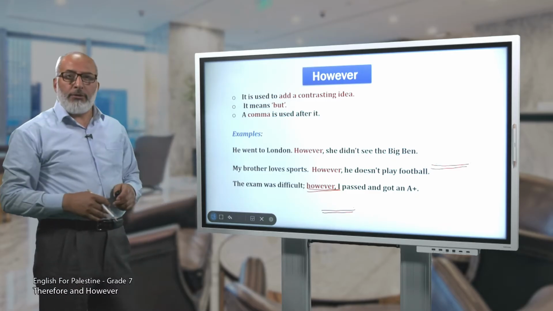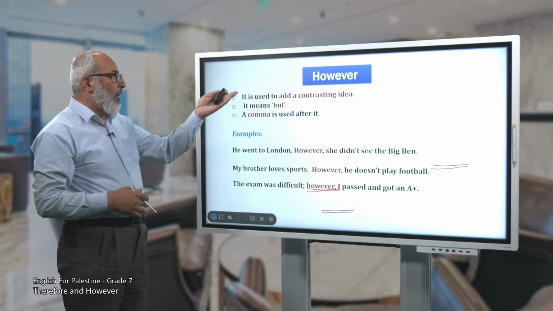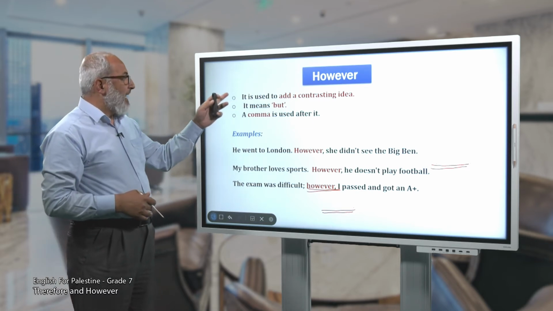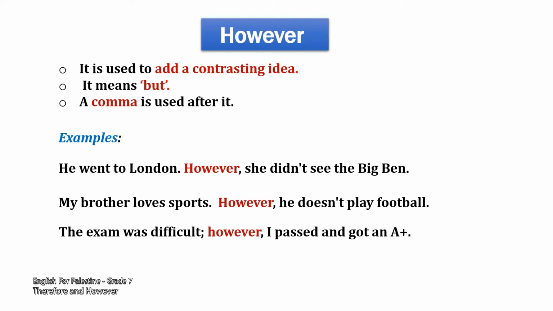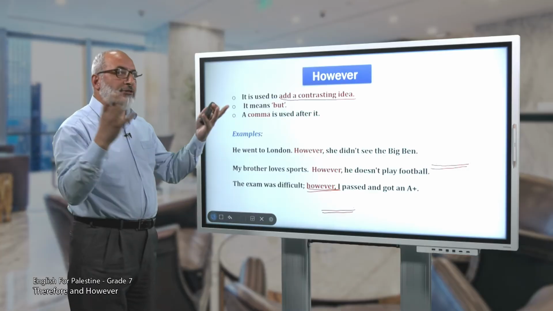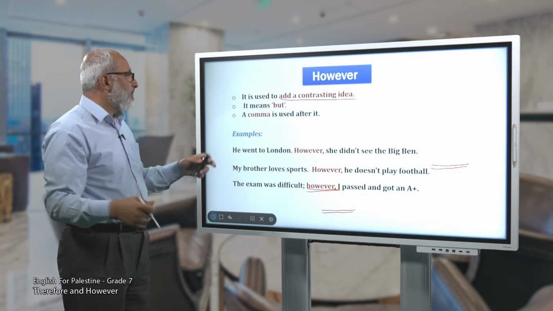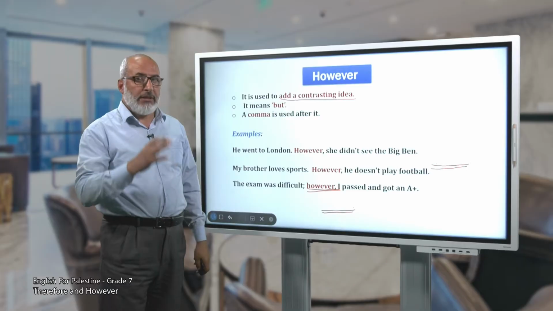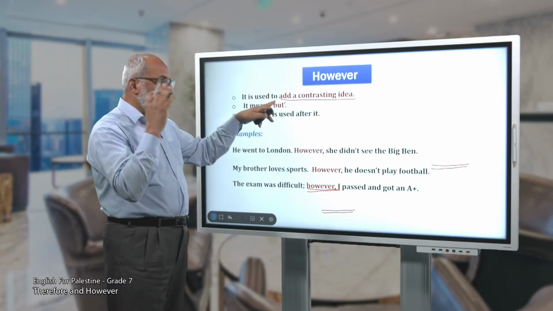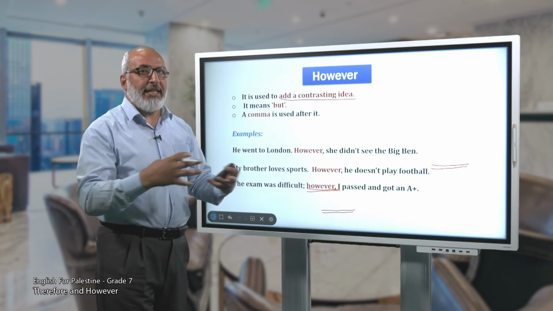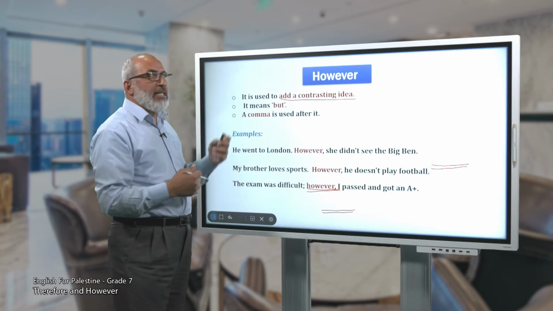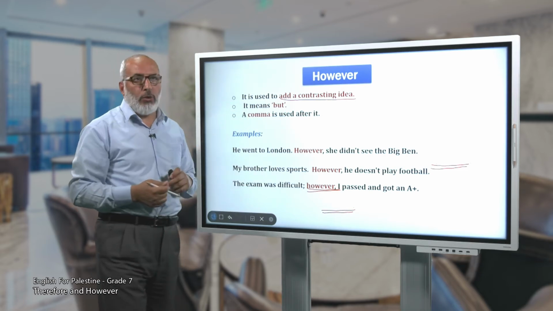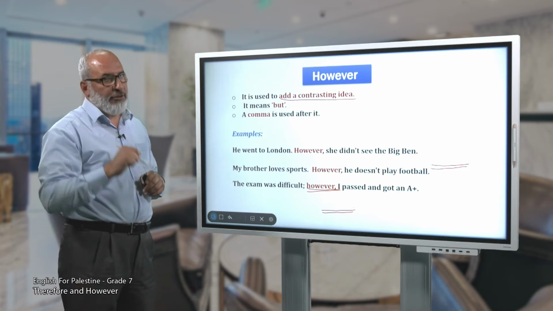Now, let's move to however. However is used to add a contrasting idea. Contrasting idea, different idea. It means but. And also a comma is used after it. Again, we use it to add a contrasting idea, a different idea. It means but, and we always put a comma after it.